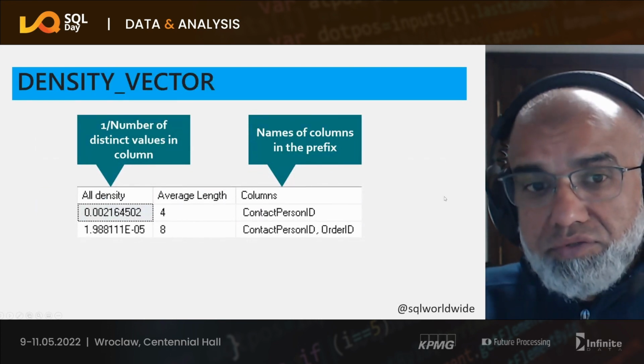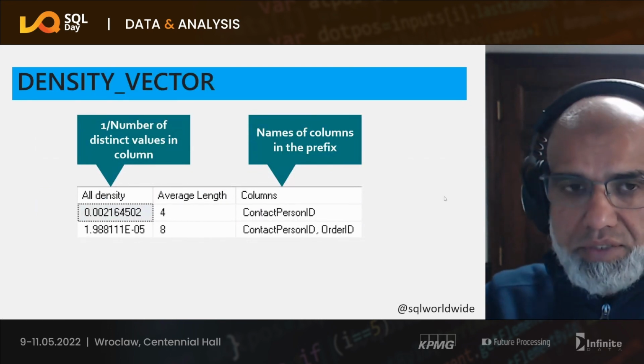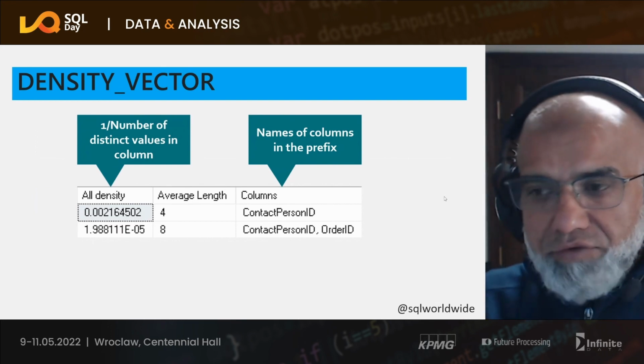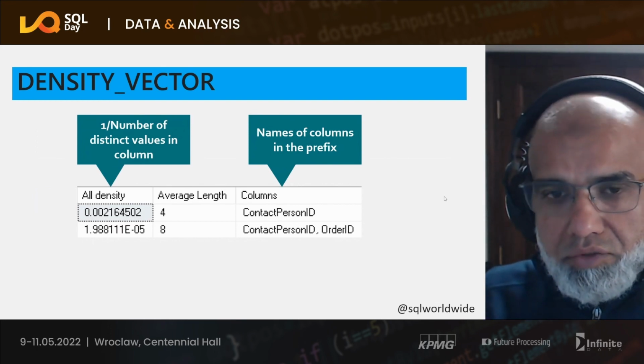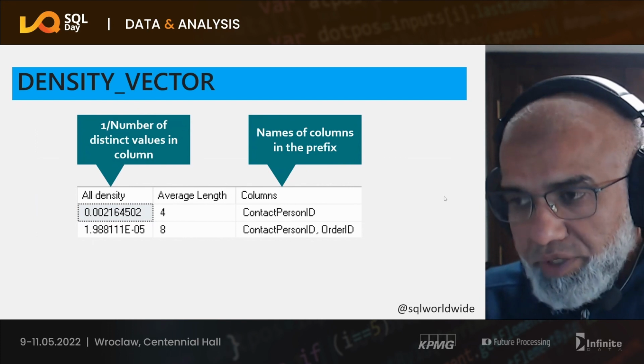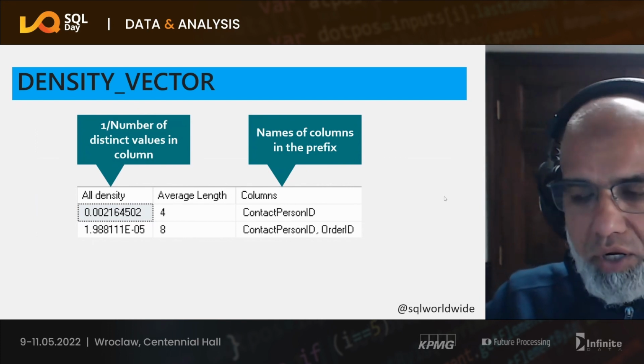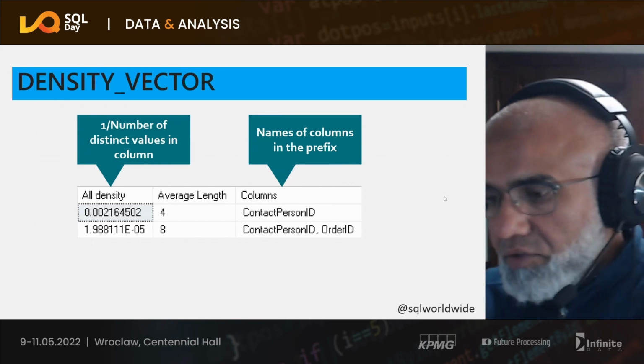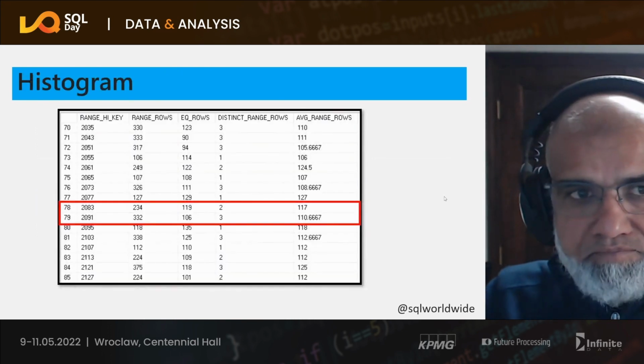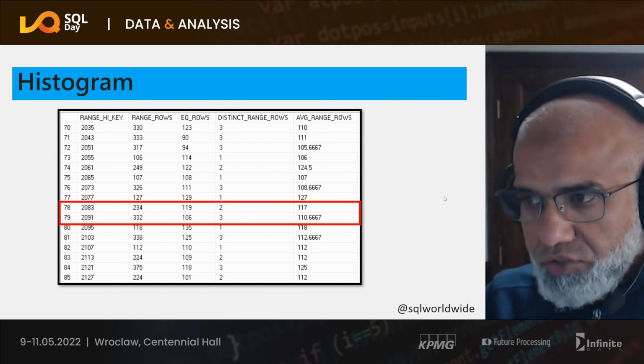This is a density vector, so here you should get the density from, not the other column that you saw. And if you have a multi-column index, you will see a density for the combination of all the columns that you have, and you also have average length based on the column type and how much space that data type takes. Now this is the most important part, the histogram.